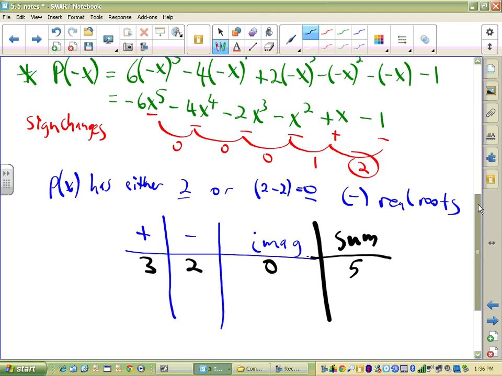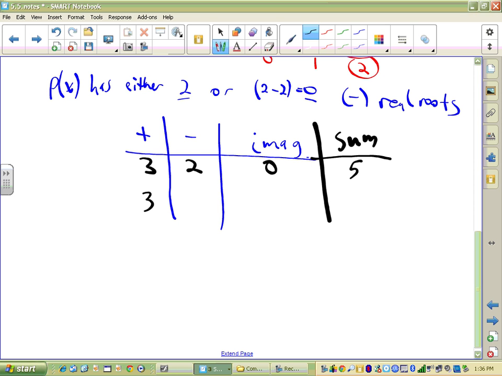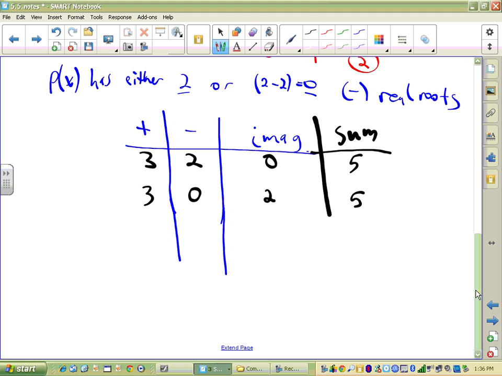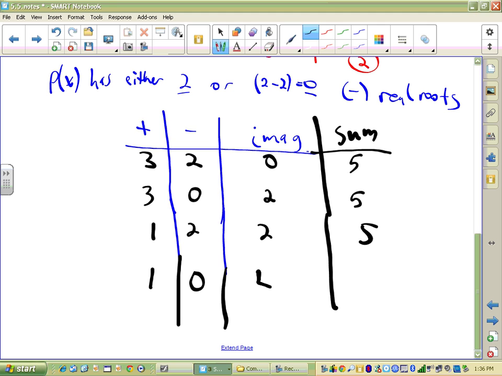Well, we said maybe it does have 3 positive roots. Maybe it has no negative roots. If that's the case, how many imaginary roots would it have to have? The sum has to be 5, so this would be 2. We also said it's possible to have 1 positive real root. If we had 1 positive real root and 2 negative real roots, there would have to be 2 imaginary roots, and again, the total is 5. Maybe there's 1 positive real root and no negative real roots. That means there would be 4 imaginary roots, and the total would have to be 5.